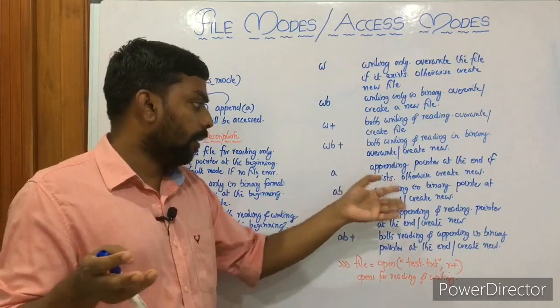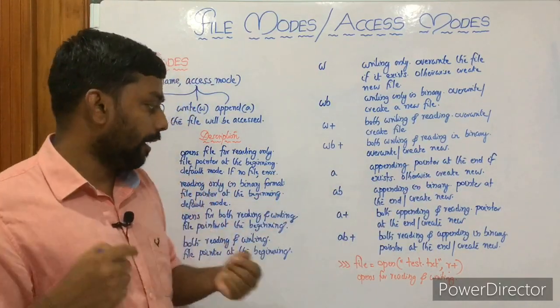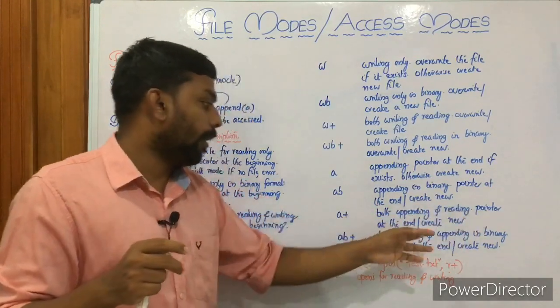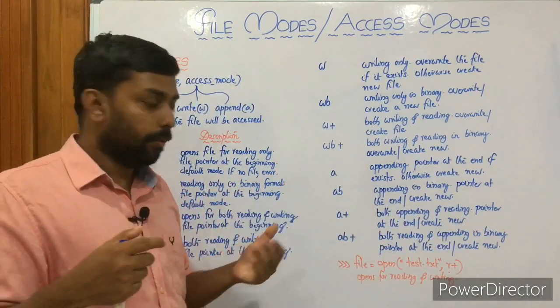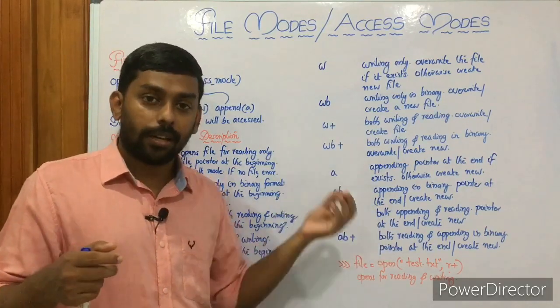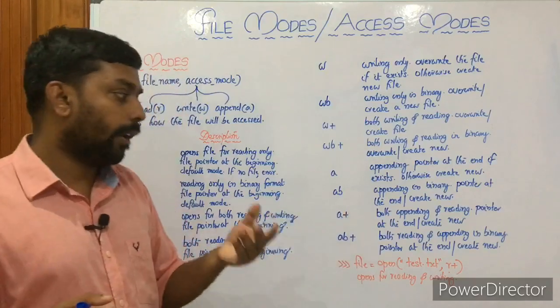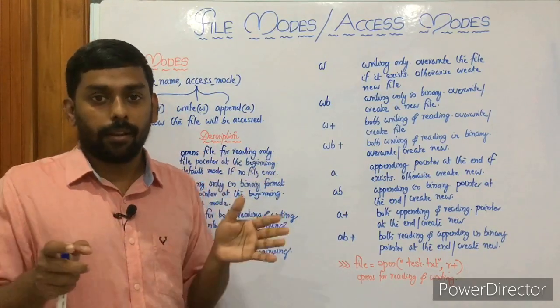Then AB for binary: appending in binary, point at the end or create new. Then A plus for appending and reading: point at the end or create new. Then AB plus for both appending and reading in binary, point at the end or create new. Hope you get the idea, right?